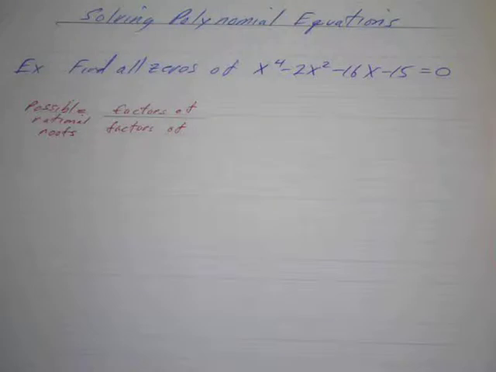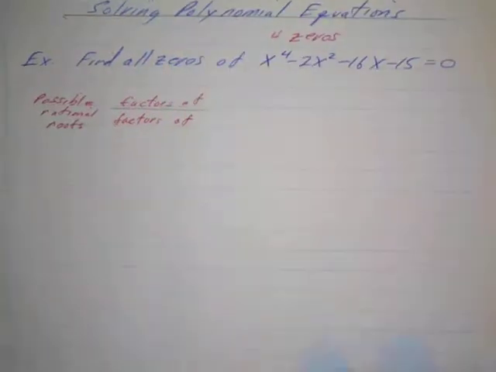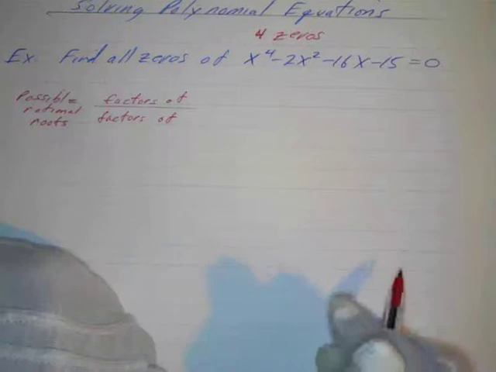Here's another example. Now we've got a fourth degree equation, x to the fourth. So when we're looking to find all zeros of this polynomial, we know we have this many zeros, our highest degree, so we'll have 4 zeros. All right? So again, we'll check for our rational roots. Hopefully we'll have a rational root or two, so we'll be able to reduce this down to a quadratic, and then we can use one of our quadratic methods to solve it.